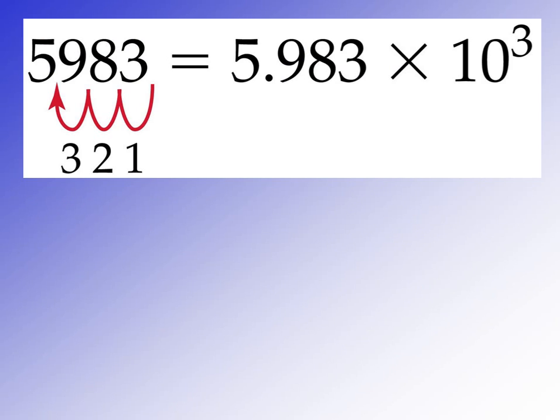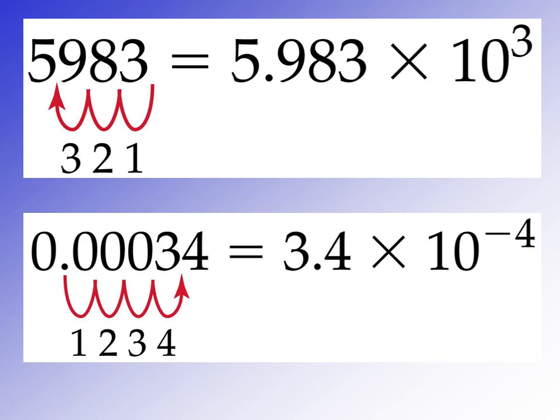So if we take this example, 5,983, the decimal point is understood to be after the 3. To change this into scientific notation, you have to move it 3 places to the left, so the base number will be 5.983. And then the power of 10, we moved it 3 places to the left, so it's going to be a positive 3 power, and your final answer in correct notation would be 5.983 times 10 to the third power.